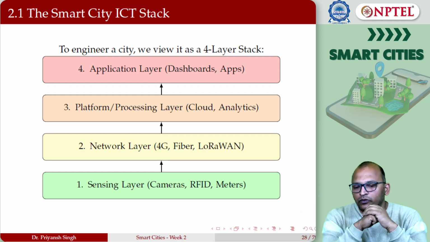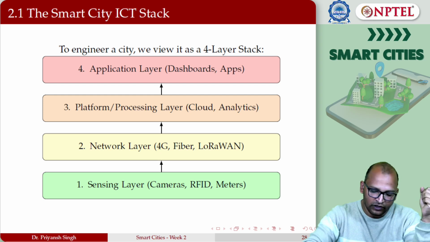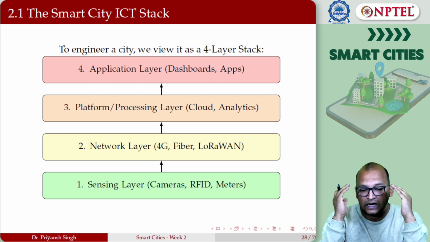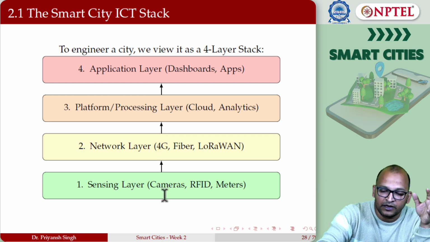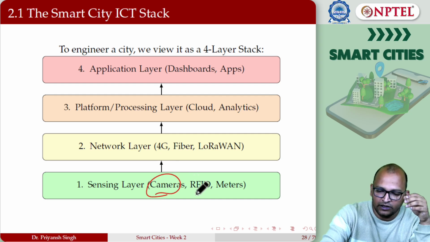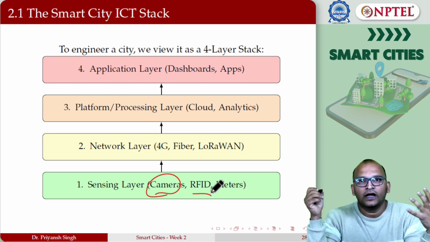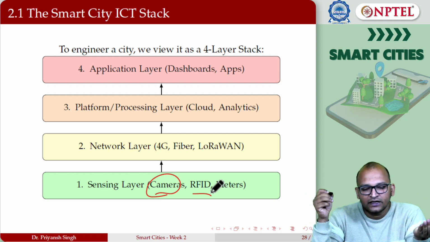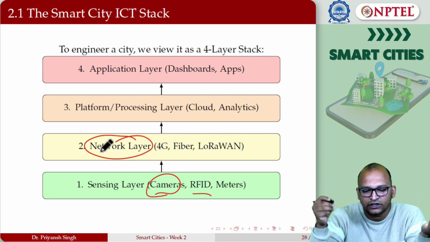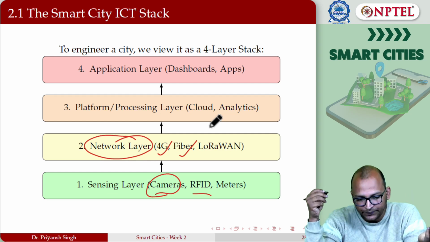From the engineer's point of view, we will see the city as a 4-layer stack, in which layer 1 is our sensing layer, like our eyes. There may be some cameras associated, maybe some RFID sensors, maybe some smart meters, or anything it could be. Then the next layer will be the network layer. That network layer may be provided through different technologies. It can be 4G, it can be using fiber, or some other technology.